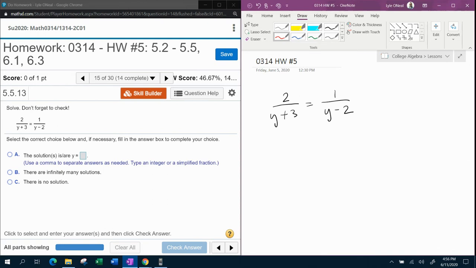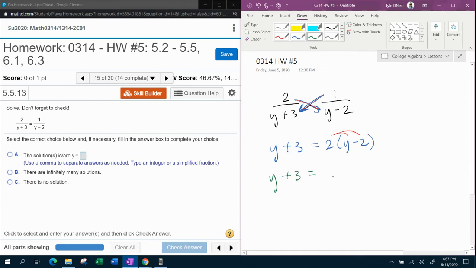And it's important to recognize when it's a proportion because there is a simple technique to solve a proportion. It's called cross multiply. So we're simply going to cross multiply to get rid of the fraction. So if I go this way first, 1 times y plus 3 makes y plus 3 because 1 times anything is itself. Going the other direction, 2 times y minus 2 is going to require the distributive property. So I'm going to need to distribute, and then I can solve for y.